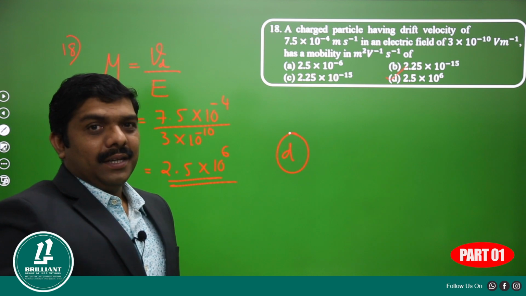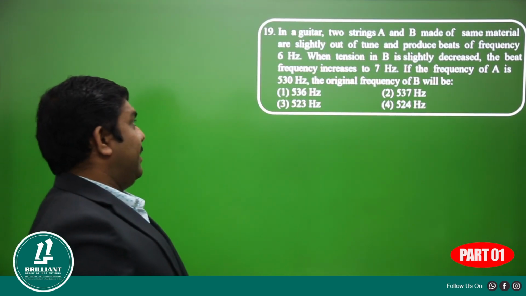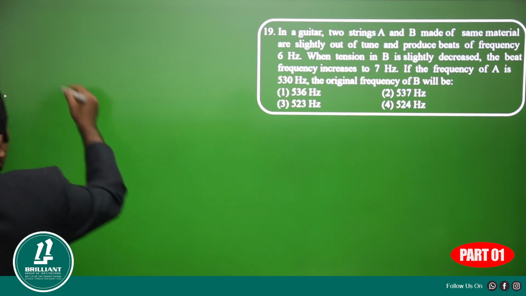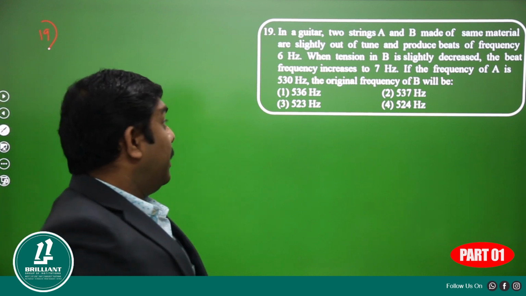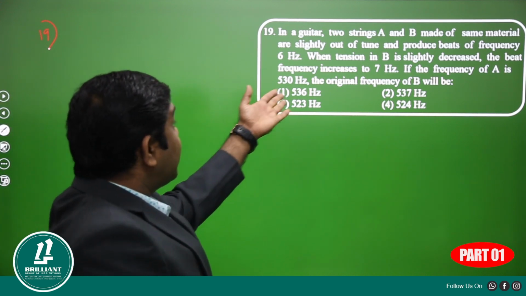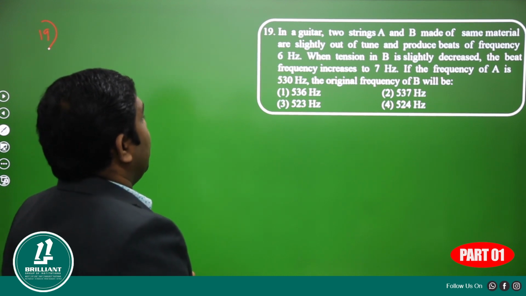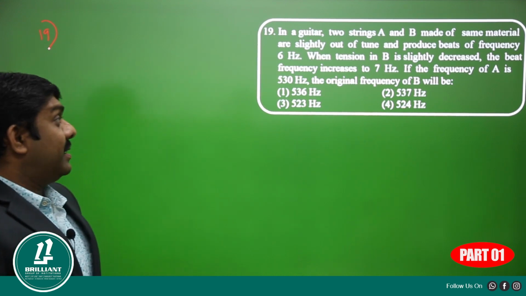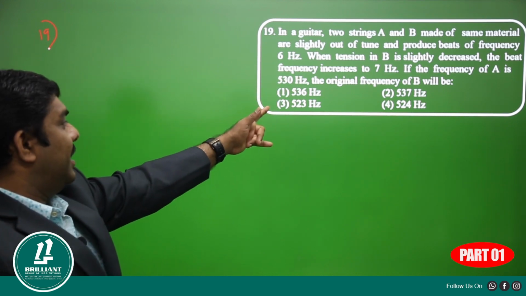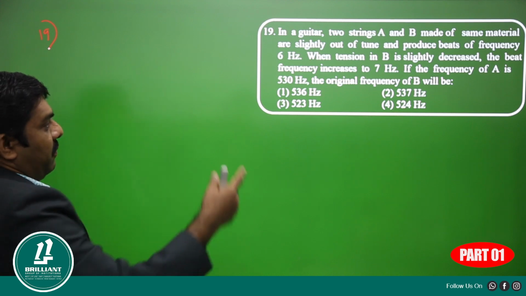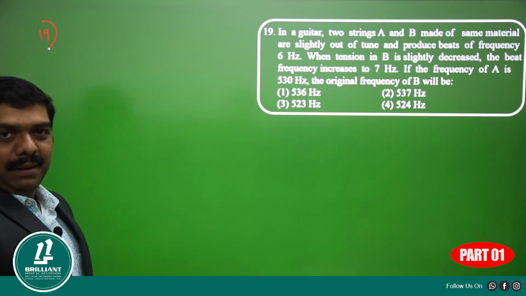Now we are doing the next problem, question 19. In a guitar, two strings A and B made of the same material are slightly out of tune and produce beats of frequency 6 Hz. When tension in B is slightly decreased, the beat frequency increases to 7 Hz. If the frequency of A is 530 Hz, the original frequency of B will be.